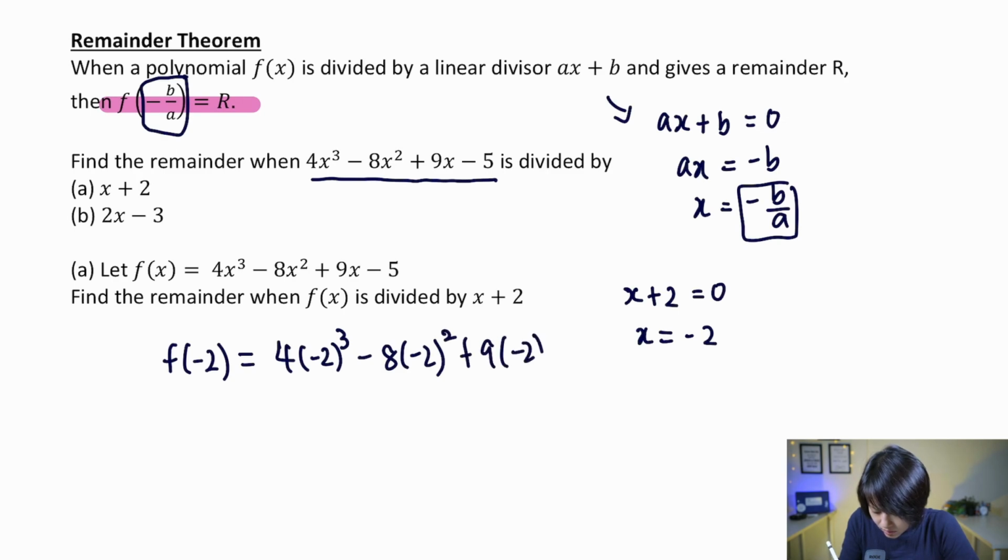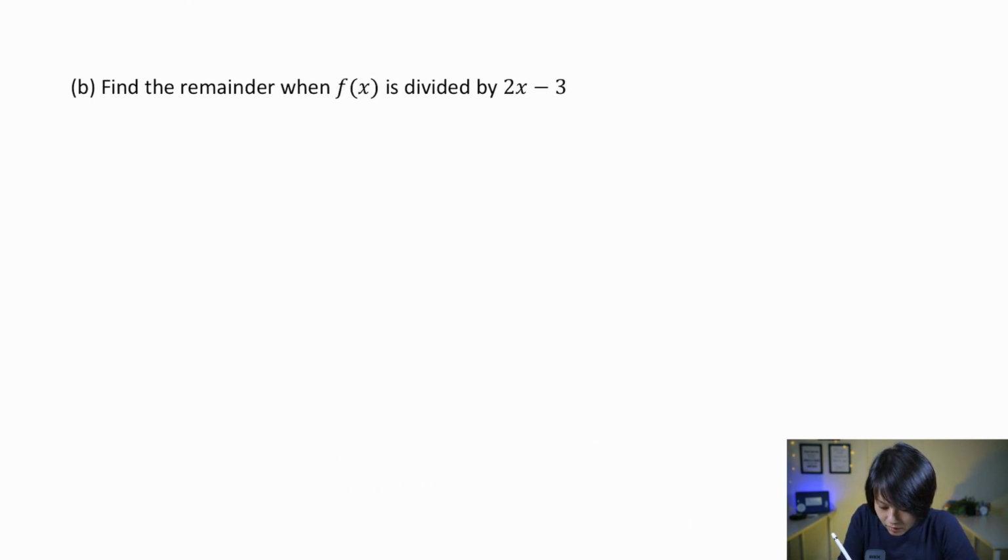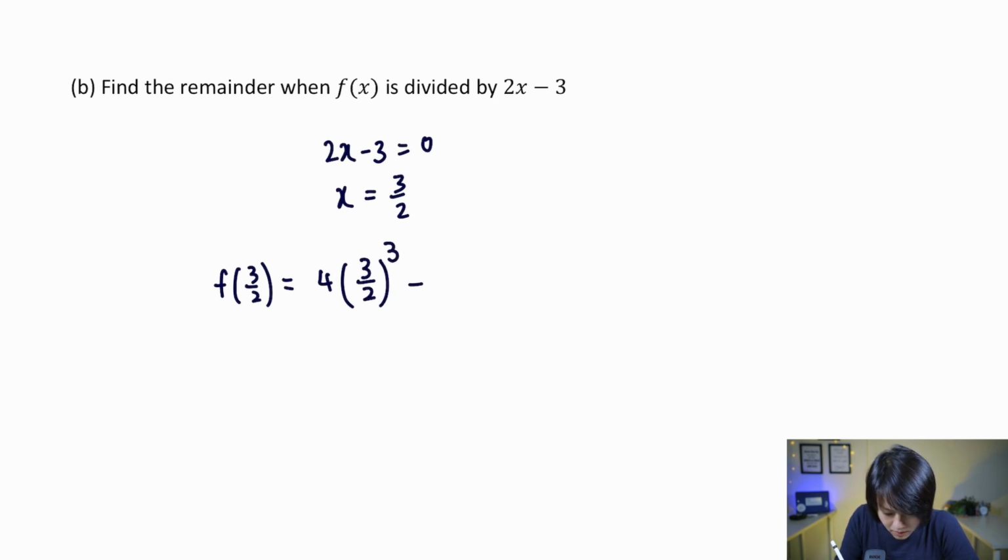Okay, and by using our calculator, you will see that the remainder is negative 87. Now let's try to find the remainder when it is divided by 2x minus 3. The same thing, we have 2x minus 3 equal to 0, and then x equal to 3 over 2. So we need to sub in 3 over 2 to find our remainder. Likewise, same as the previous question, we're going to sub in x equal to 3 over 2, and we will get our remainder out, which is 4.